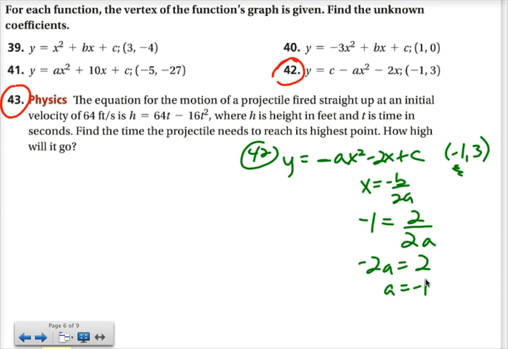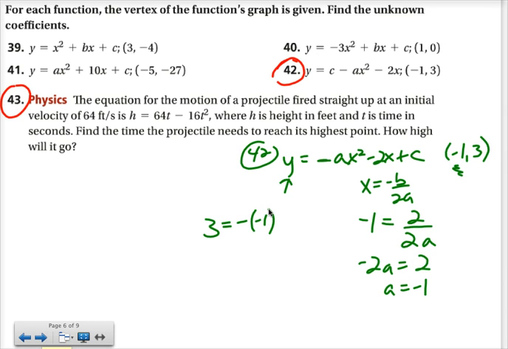So now we need to figure out what is c. And when we do that, we're going to use this a of negative 1, and we're going to plug that in so that our result, when we put a negative 1 in, gives us 3. And here's where the result goes, is right in that position of y. So now we would have the negative of, and then our a value, which is a negative 1.